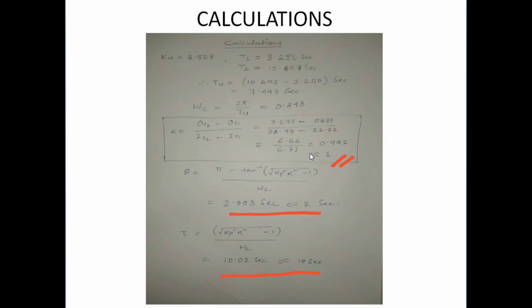So all these three parameters, k, theta, tau, we have verified from that first order system. So this is all about how we can model a first order system and how we can determine from that first order system the process parameters, right? So this is all about this experiment.